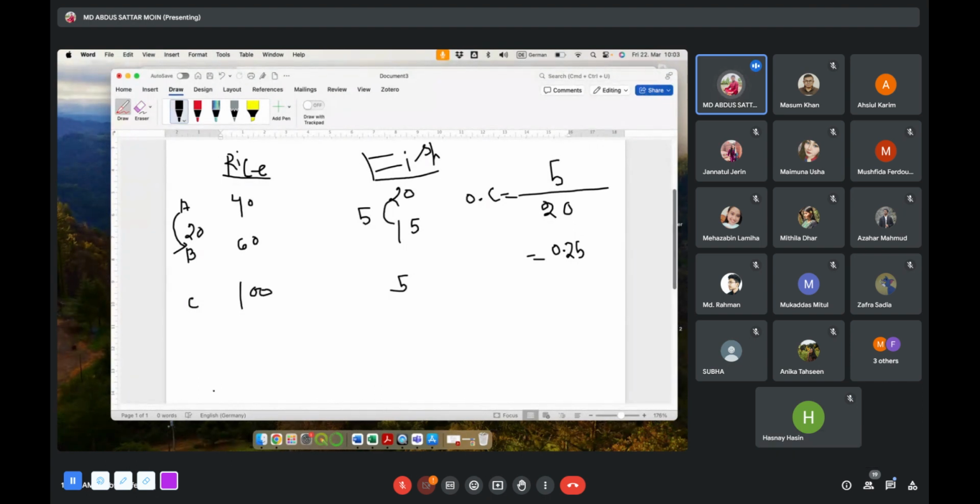opportunity cost of rice means you want to increase the rice production and you want to decrease the fish production. Yes sir. To increase the rice production, you need to decrease the fish production. So which means you need to calculate the increase in production of rice from F to E, then E to D, then D to C, C to B, B to A. Okay, you need to go from the bottom to the top.